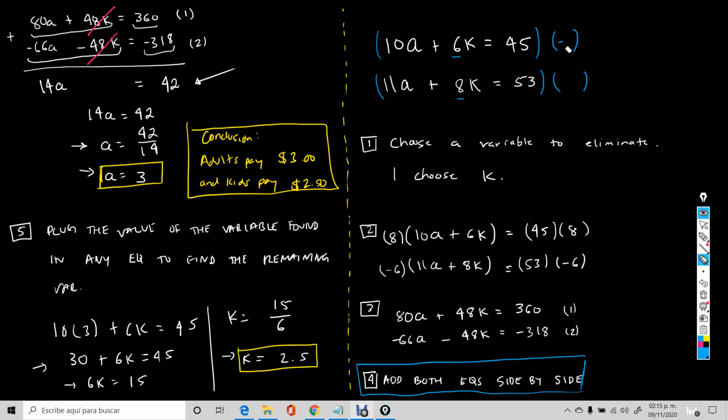Okay, so that's how it works, guys. Maybe in the next class, I'm going to give you another example of this, of the two methods, okay? One of substitution method and one of elimination method, and that's about it, okay?